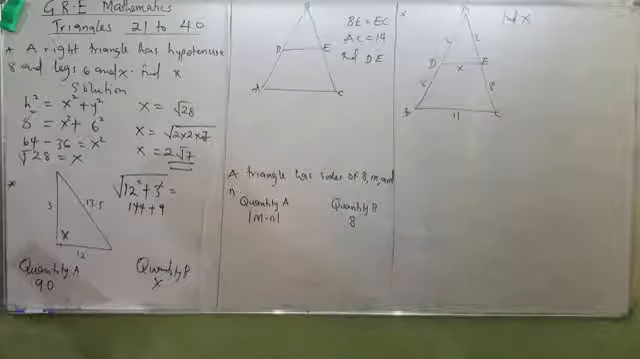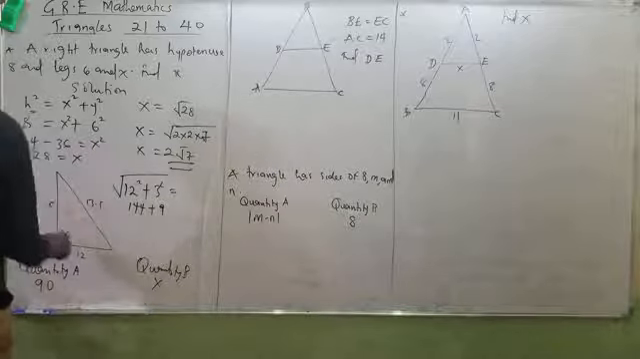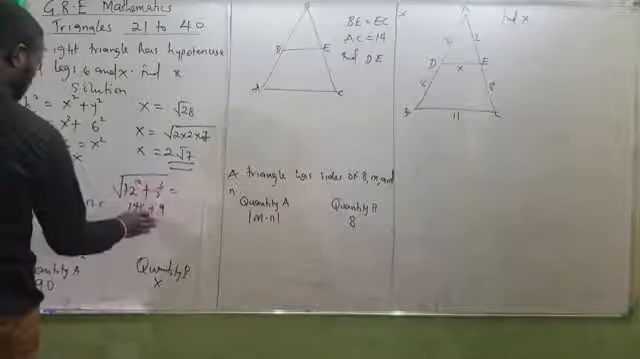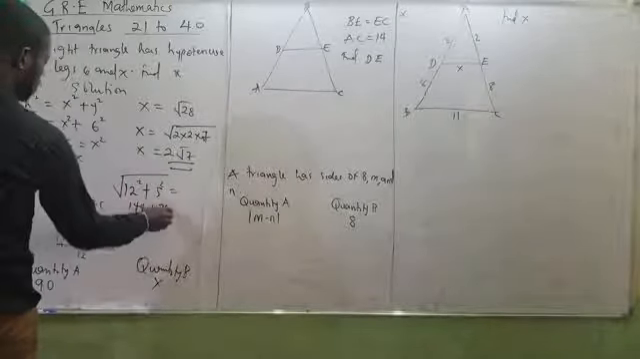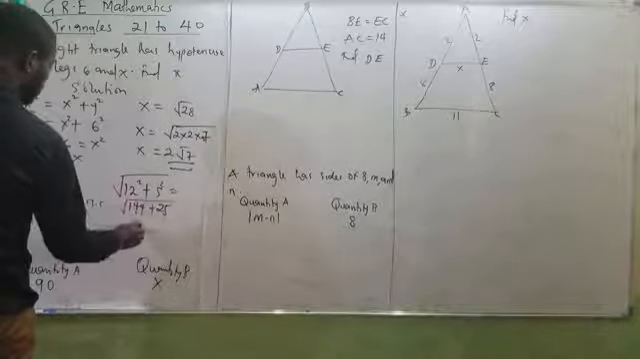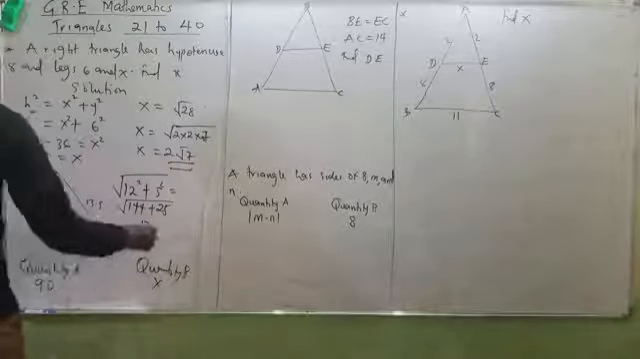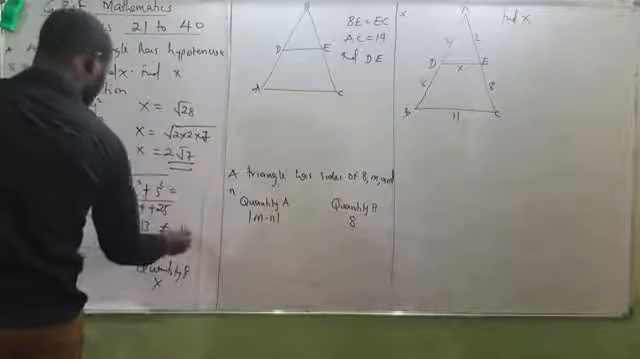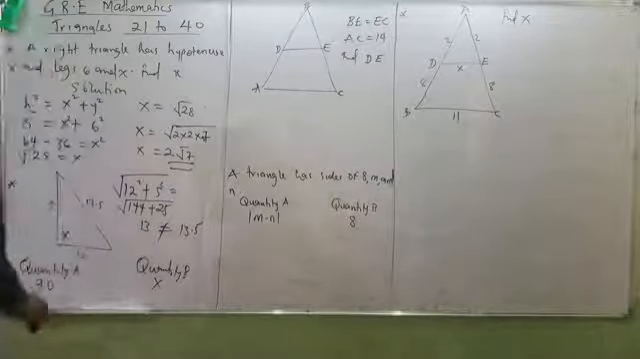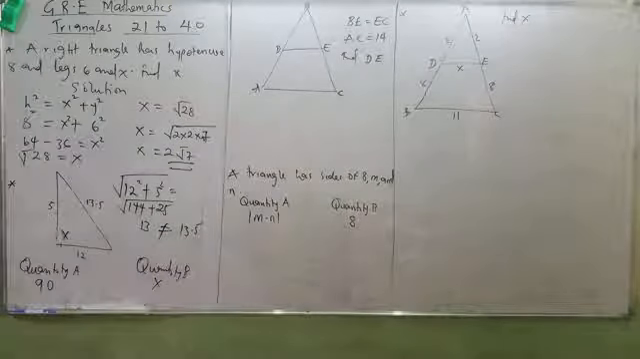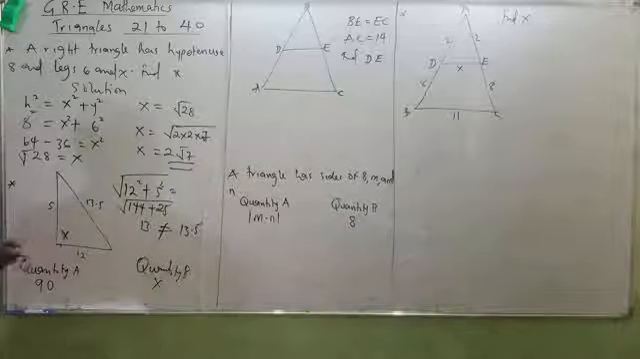Hope I'm not making a mistake. Oh, this is 5. Sorry, I made a mistake. This is 5. I didn't write it very well. Which is 25, so here it will be 13. 13 is not equal to 3.5. Now, it means my x is supposed to be 90 if it is 13.